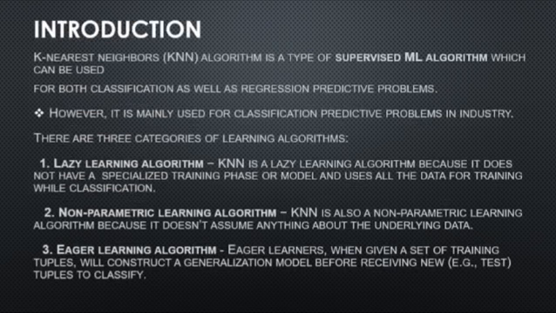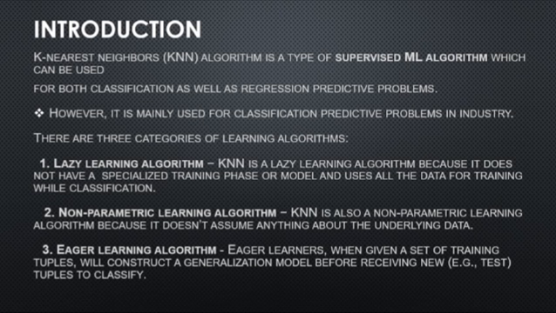So here is the introduction. KNN, the K nearest neighbors algorithm, is a type of supervised ML algorithm which can be used for both classification as well as regression predictive problems. However, it is mainly used for classification predictive problems in industry.